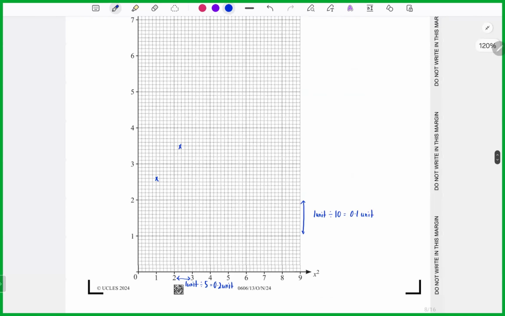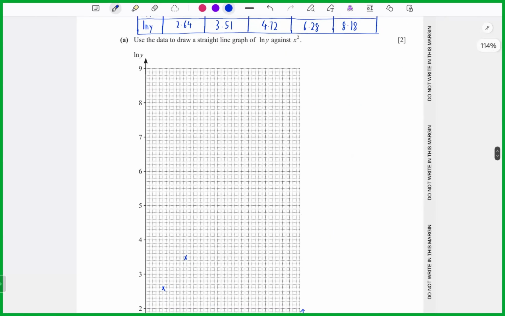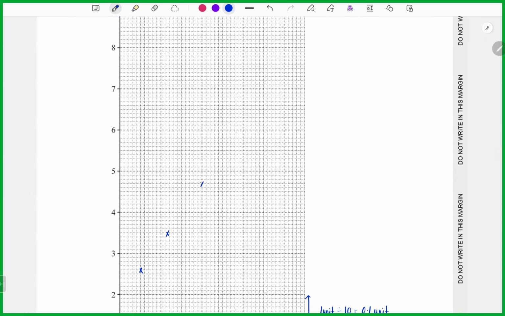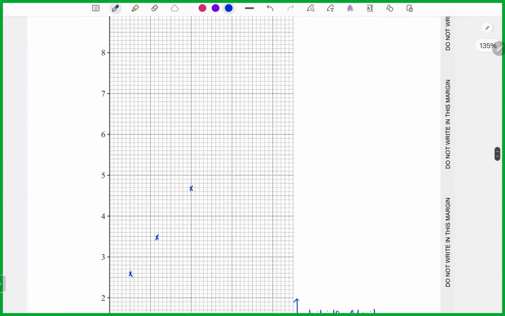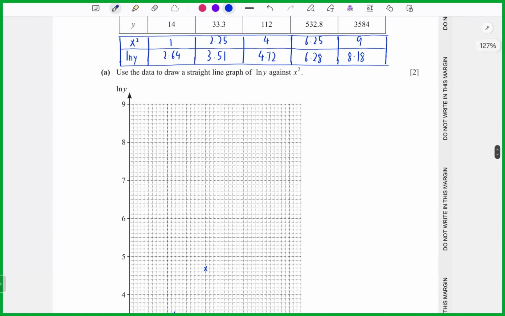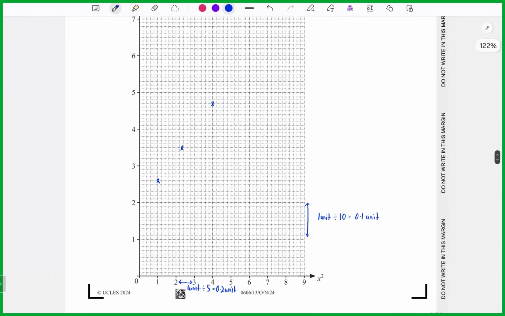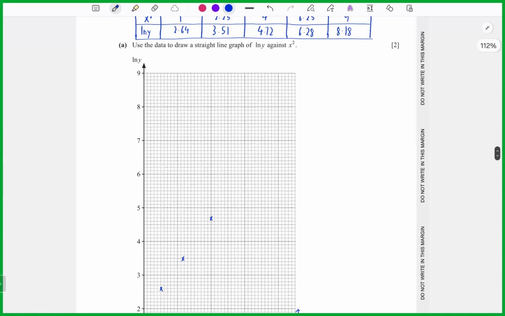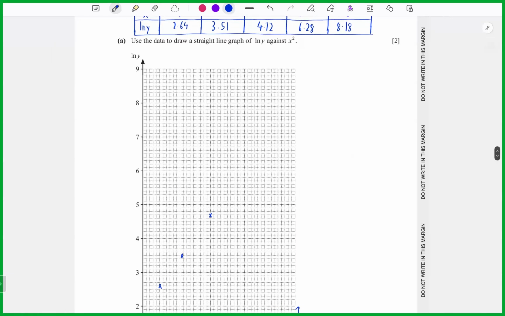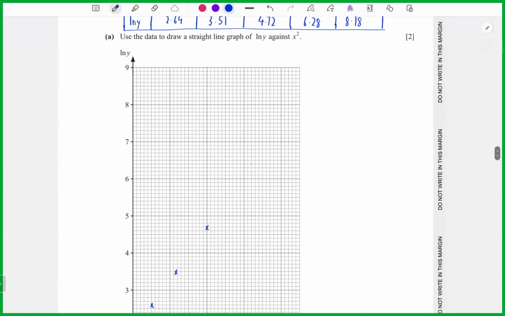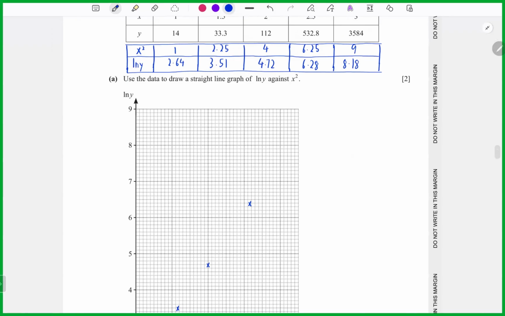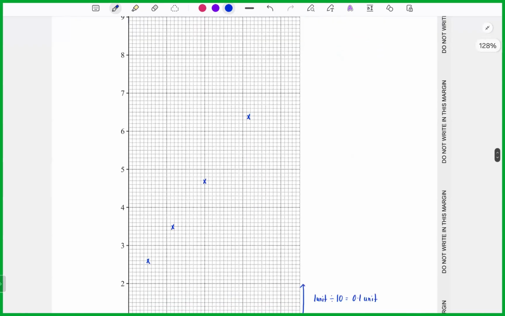And then we see the 4, 4.72, between 4 and 5. And then we go to 6.25, 6.28, which I consider as 6.3. I label here. And then we go to the last, 8.18. Now I take 8.2.